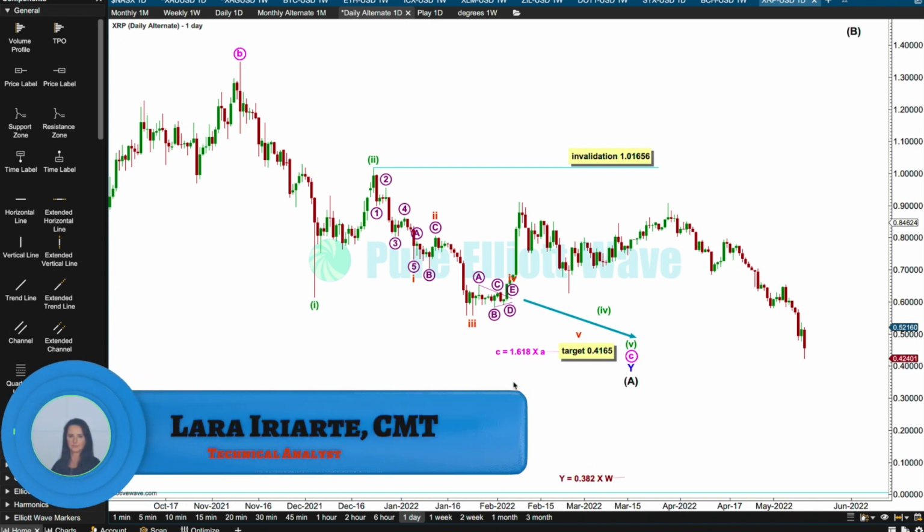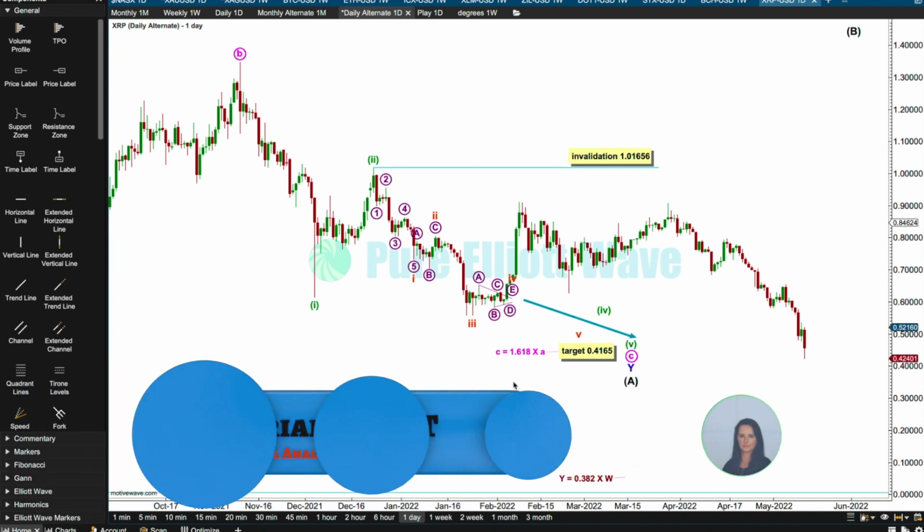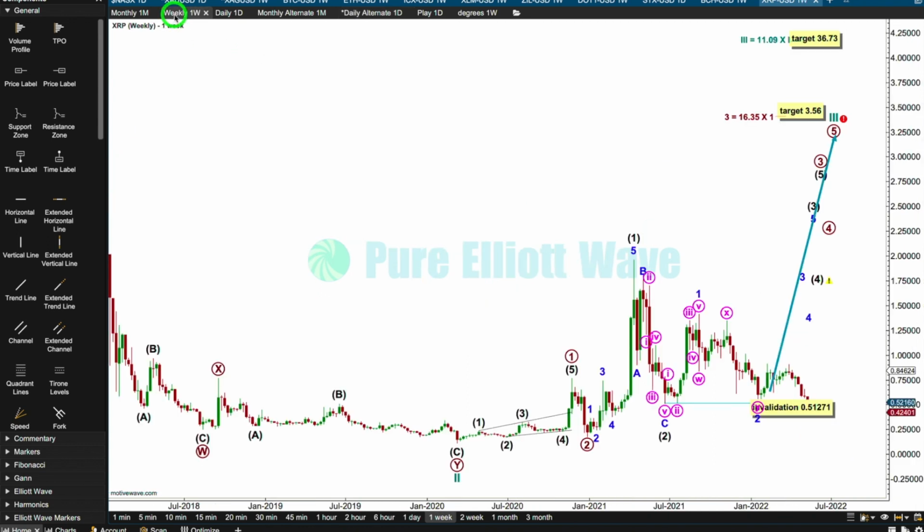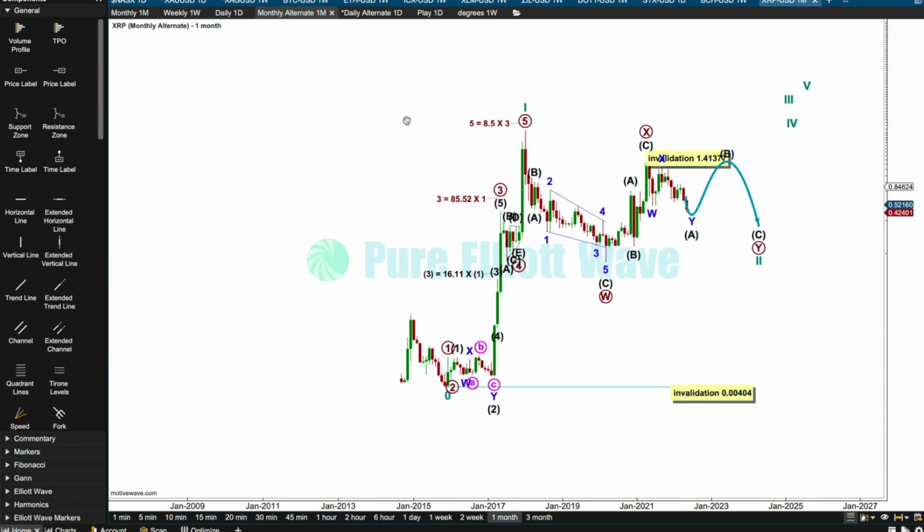Today I'm going to update my XRP Elliott Wave count and go over some classic analysis at the end of this video for XRP. My last main wave count for XRP has been invalidated with a new low below this point, so we move to the alternate.